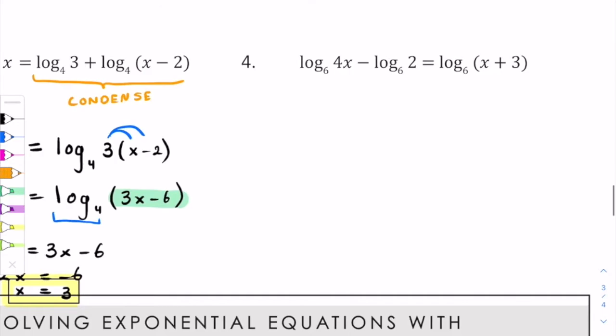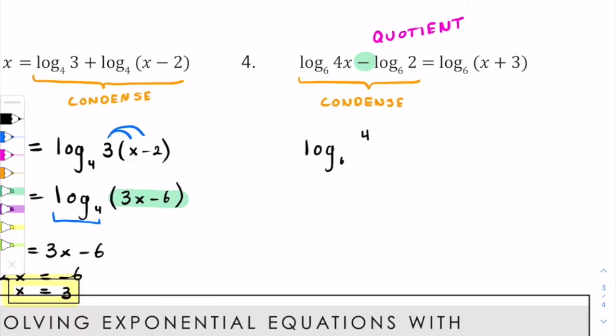And number 4. Condense the left side. The bases are the same. This is subtraction. Actually, the first one we're seeing on this note sheet with subtraction. So this represents for the first time the quotient property. And the quotient property pairs subtraction with division. So I can write this as log base 6 of 4x divided by 2 is equal to log base 6 of x plus 3.